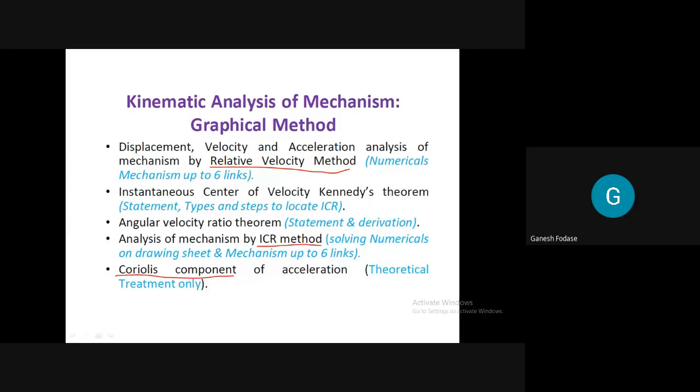So stick to the syllabus, considering we have less time. I will also stick to the syllabus point of view. In the second unit, I took more topics, like static and dynamic force analysis, and I discussed simple pendulum, compound pendulum, bifilar, trifilar. That was not in the syllabus, but now we stick to the syllabus. So these 2 methods, relative velocity and ICR, and the Coriolis component only for theoretical treatment. This is our scope of unit number 3.